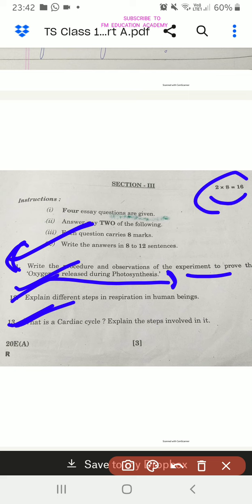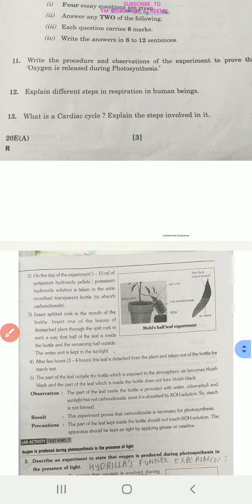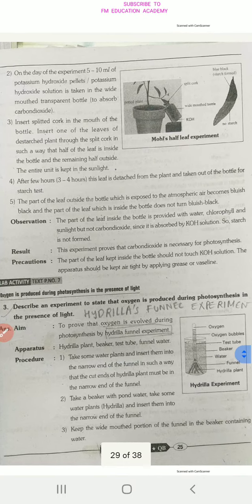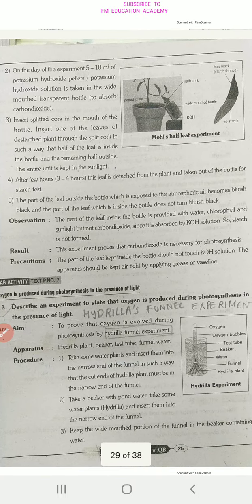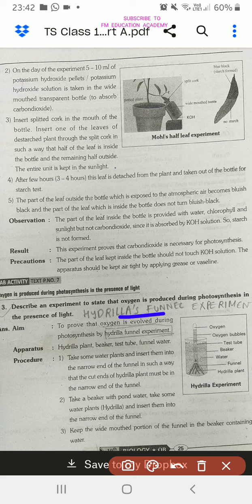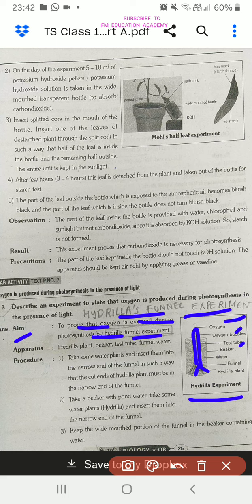Okay, 8 mark questions. So this is your experiment which shows that oxygen is produced during photosynthesis in the presence of light, also called the hydrilla funnel experiment. You have to write the aim: to prove that oxygen is evolved during photosynthesis by the hydrilla funnel experiment. You have to draw the diagram. A plant, an inverted funnel and a beaker are there. You can show oxygen bubbles, test tube, beaker, water, funnel and hydrilla plant. Apparatus required is hydrilla plant, beaker, test tube, funnel and water.